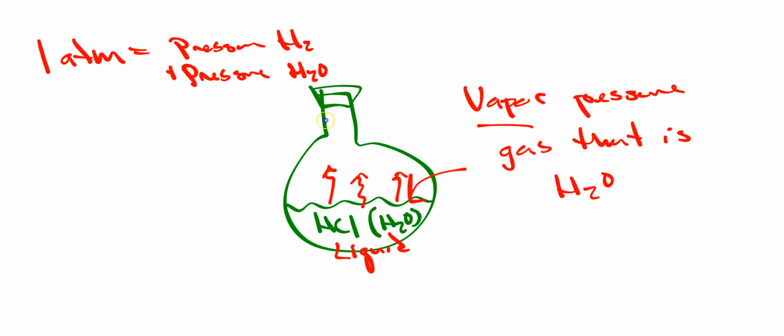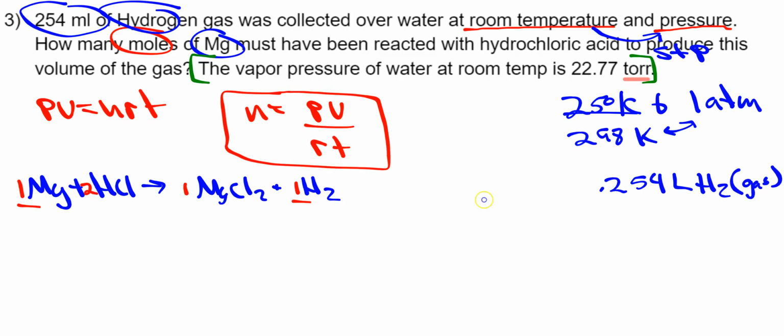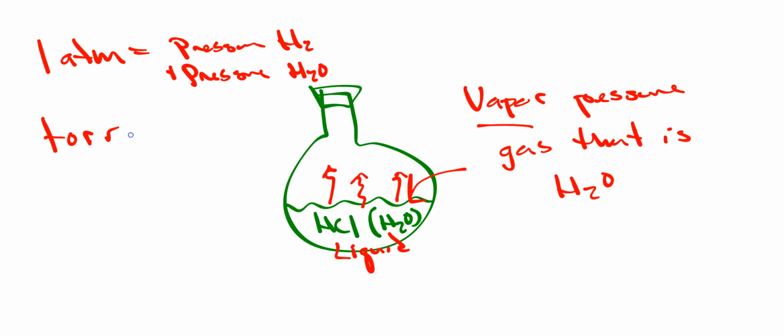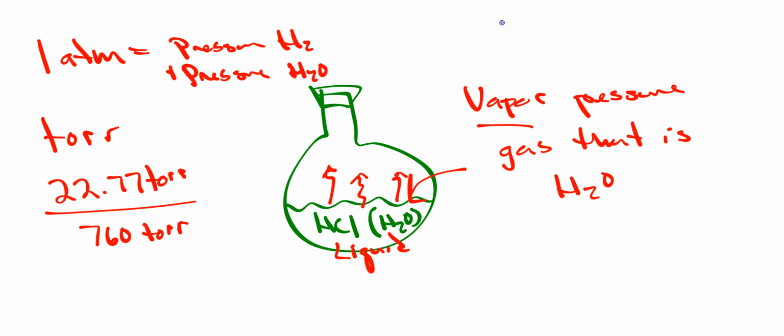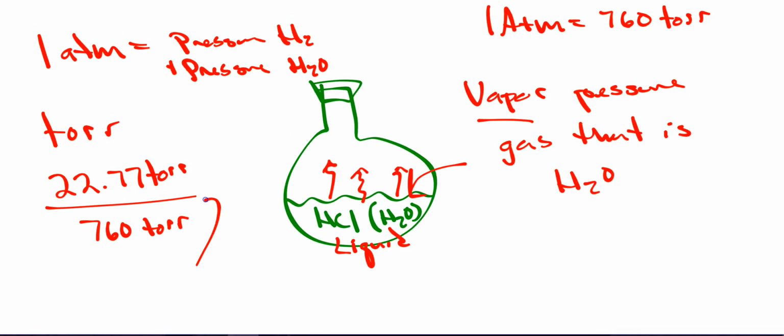Now, this can be pretty simple, but we have to convert it to torr because this problem gave it to me in torr. So 22.77, we have to convert the torr to atm. So we take 22.77 torr, and we just divide it by 760 torr. The reason we do that is because for every 1 atm, we have 760 torr, or millimeters of mercury. When I type this in, I got this number, 0.02996, and that's atm now, because that was why I converted it. This is the amount of pressure that is H2O.